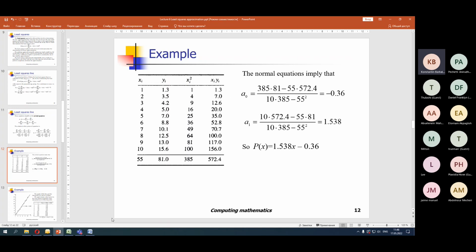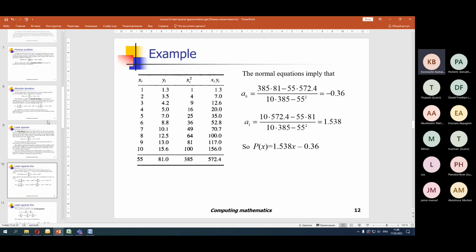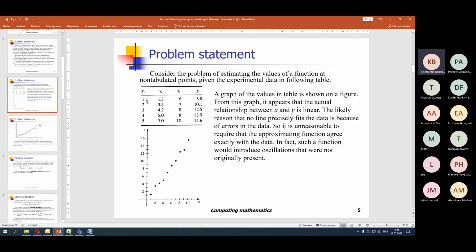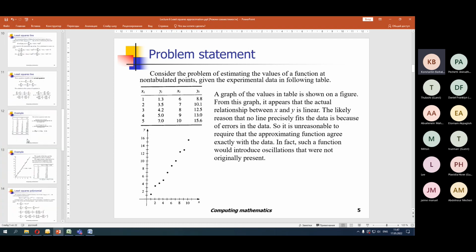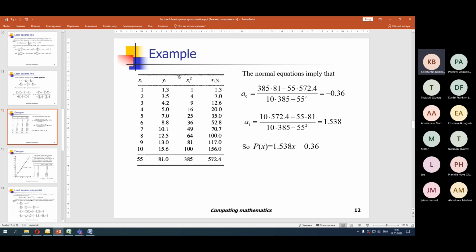Let's look at the first example. Let me come back to this slide. So these points are from this example. The first point is 1, 1.3, the tenth is 10, 15.6. To apply this method, I should know, first of all, the number of points. We have here 10 points.